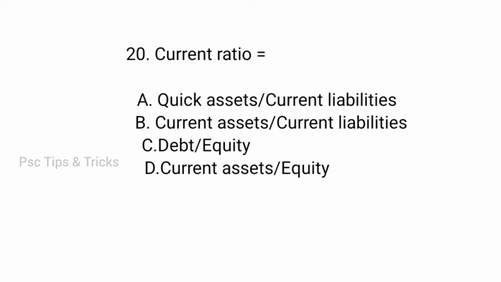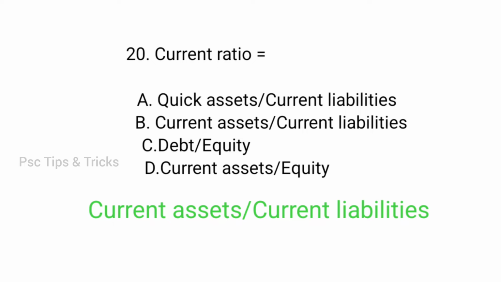Current ratio equal to options: quick assets by current liabilities, current assets by current liabilities, debt by equity, current assets by equity. Answer option B, current assets divided by current liabilities. Current ratio equal to current assets divided by current liabilities. Current ratio is a comparison of current assets to current liabilities calculated by dividing your current assets by your current liabilities.